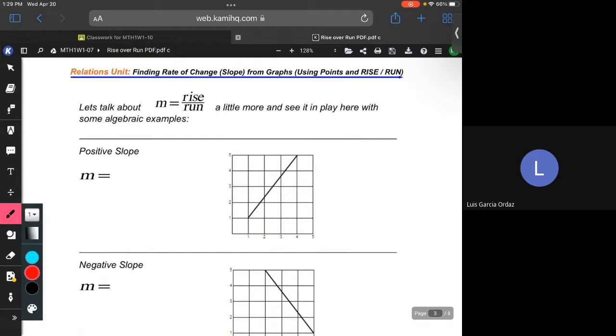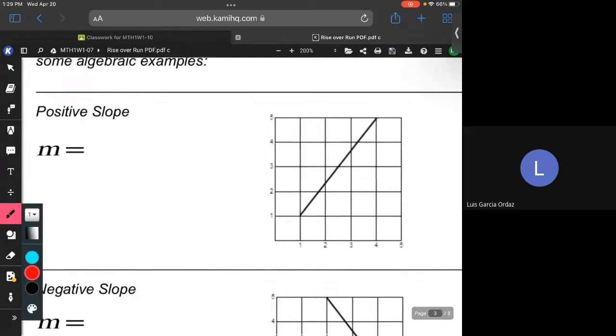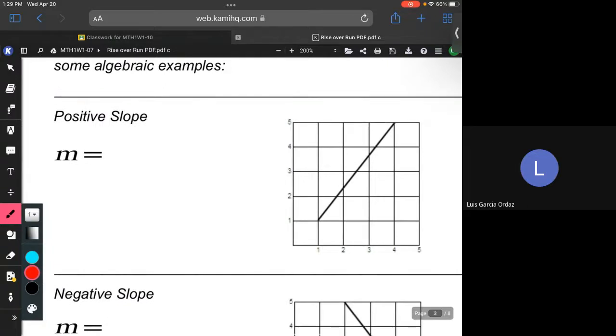Negative. Yeah. So the first one here we have is 2 sets of points. We have this perfect point over here, and we have this perfect point up here. So can someone tell me what the coordinates are for this first red dot? Maya?